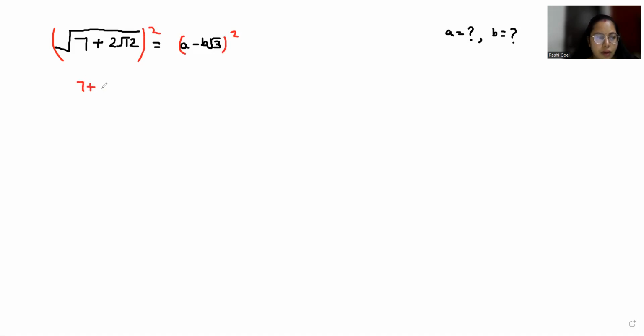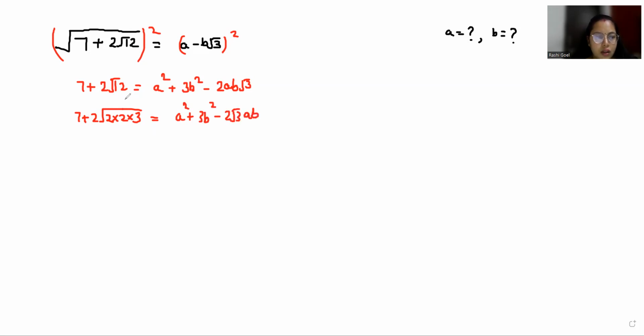So it becomes 7 plus 2 root 12 is equal to a square plus b square minus 2ab. Now 7 plus 2 root 12, we can write 12 as 2 times 2 times 3, and a square plus 3b square minus 2 root 3ab. Now we can take the 2 outside, so it becomes 7 plus 4 root 3 is equal to a square plus 3b square minus 2 root 3ab.